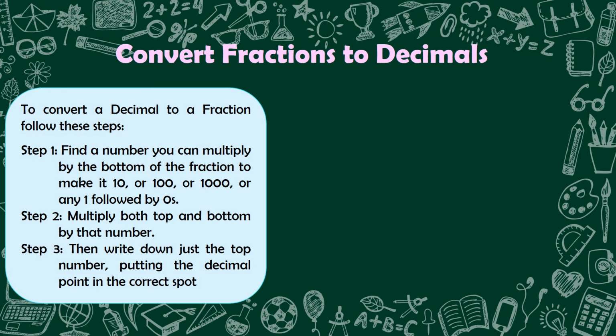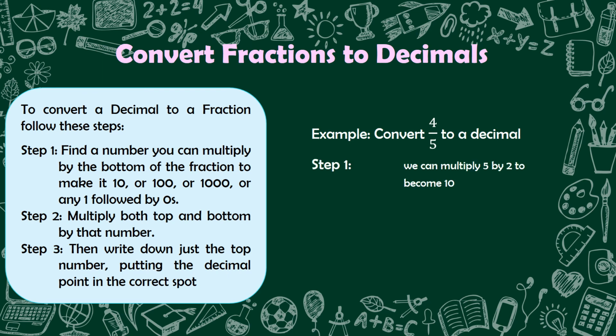For our last example, convert 4 over 5 to a decimal. Since our denominator 5 is only one digit, we need to think of any number to multiply to 5 for it to become 10. So for step 1, we can simply multiply 5 by 2 to become 10. Step 2, multiply both the numerator and denominator by 2. We will have 4 times 2 is equal to 8 and 5 times 2 is equal to 10.